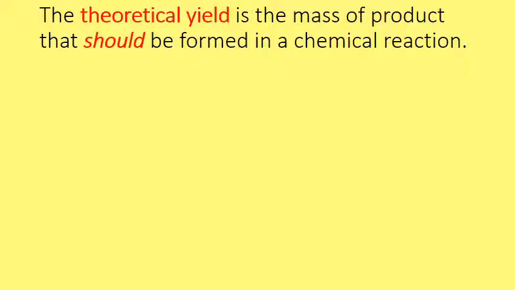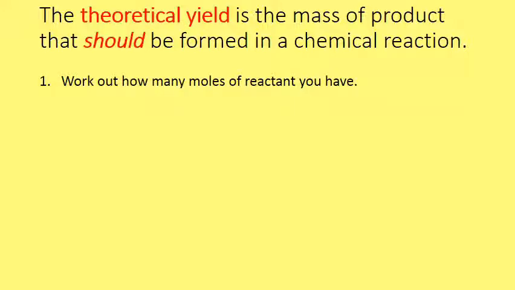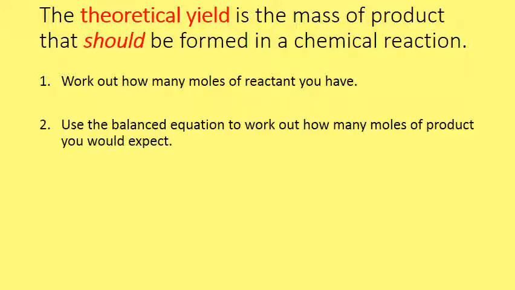Okay, and here is how we do it. So we're going to start off working out how many moles of the reactant you have. You're likely to be given the number of grams, and you're going to work out how many moles of the reactant you have. After that, you're going to refer to the balanced equation and work out how many moles of product you would expect given the number of moles of reactant that you're starting with.